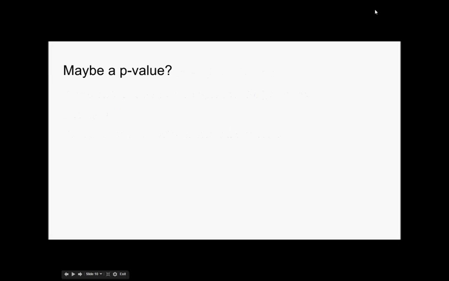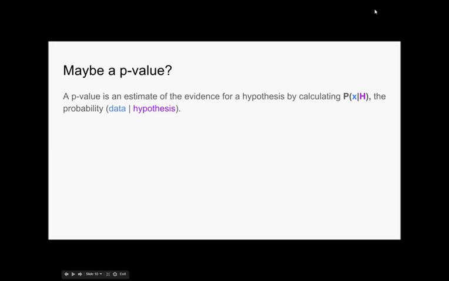You might think, is that what a p-value describes? Maybe it is. But what a p-value actually is the reverse. A p-value is an estimate of the evidence for a hypothesis by calculating P of X given H, or the probability of the data given a certain hypothesis. And here, we can just substitute H for H naught, the null hypothesis.